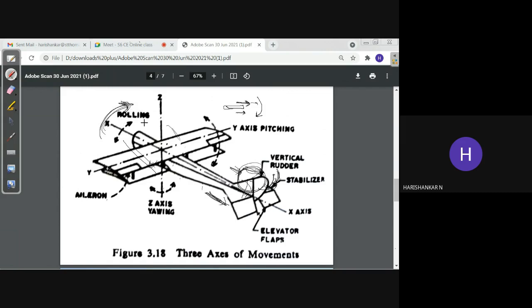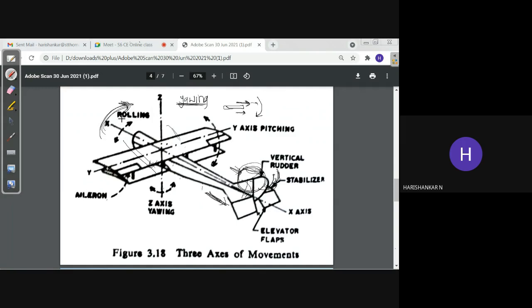This type of movement is known as yawing, Y-A-W-I-N-G. That means controlling the rudder and facilitating the movement of the aircraft. This is known as yawing. So the yawing movement is enabled by means of this rudder.